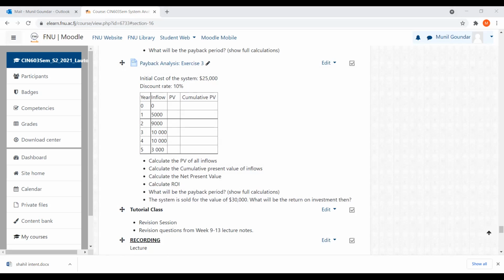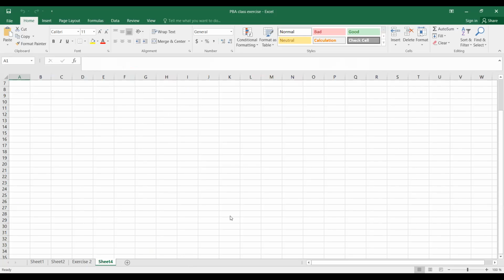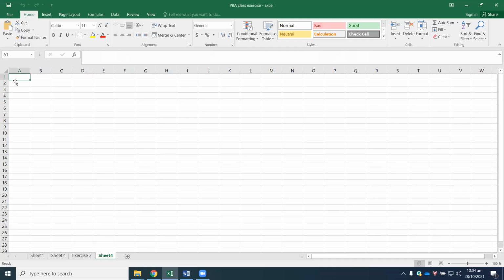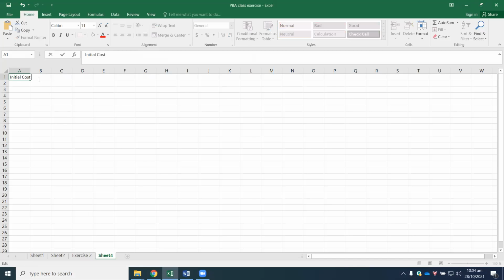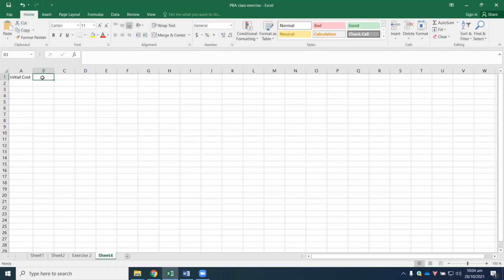So very quickly, I am opening up a spreadsheet. And there I am, okay? So from here, what I will do is feed in the values. Initial cost is, what's the initial cost? $25,000. So initial cost is $25,000. You can do the same in a spreadsheet. And the discount rate is 10%.